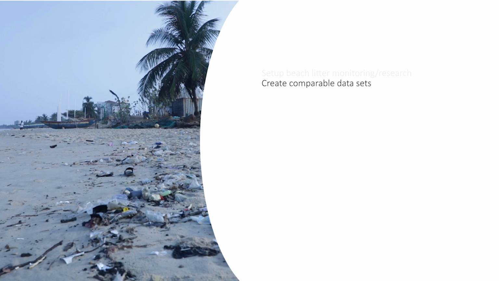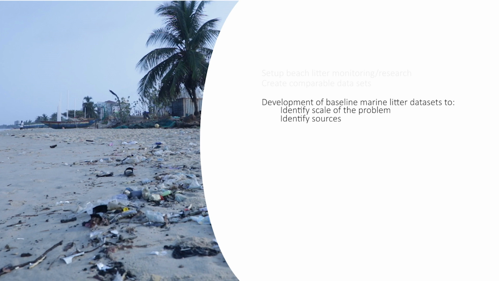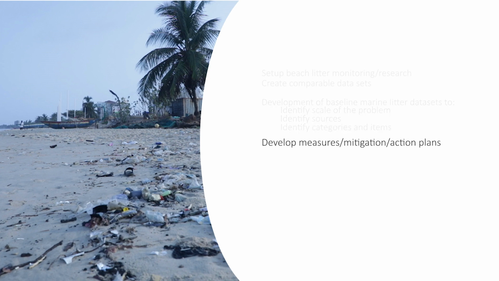To drive actions of change, we need baseline information. We need to understand, 1, the scale of the problem of marine litter, so how much litter. 2, to be able to know where items are coming from, or their sources. 3, what items of litter are we finding? What materials are they made of? With this knowledge, we can introduce actions or mitigation measures to reduce the amount of litter entering the environment.